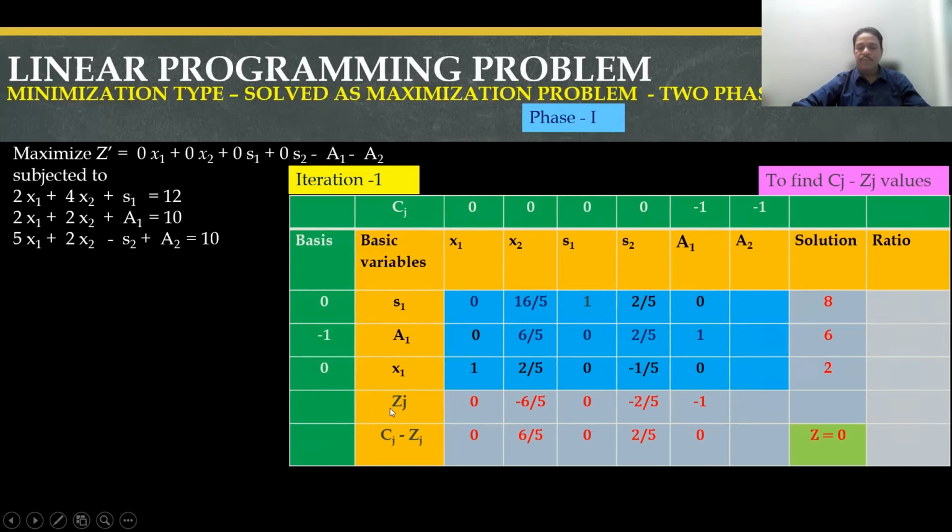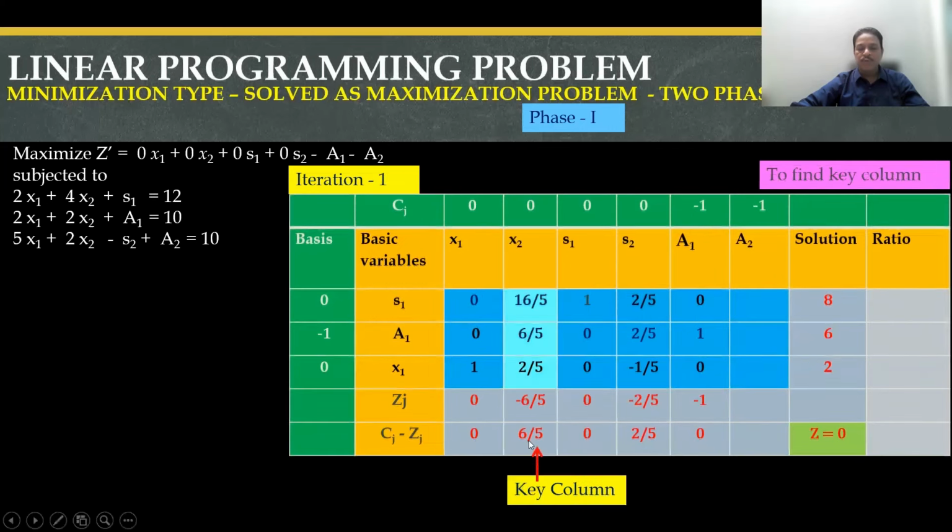Again, as explained, we'll find the ZJ value and the CJ minus ZJ value. Note here that there is no entry made in the column A2 because A2 has left the solution, and we do not want A2 to enter the solution again. So we have left the entries in the column A2 blank. Now in the CJ minus ZJ row, we have 6 by 5 as the maximum value, so this column, that is the x2 column, will become the key column.